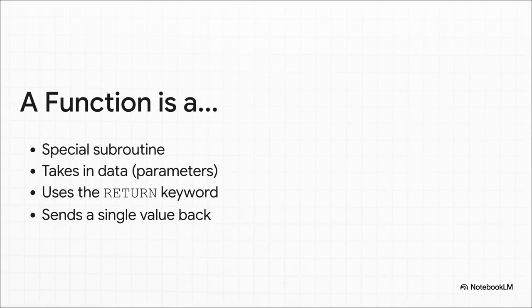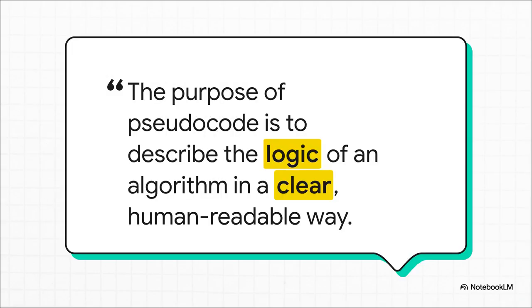Now, that calculate pizza cost subroutine is a special kind called a function, and a function has a very specific job description. It's designed to do one thing and do it well. It takes in some data, we call those parameters, it does its work, and most importantly, it uses that return keyword to send a single value back to whoever asked. And really, that quote says it all.